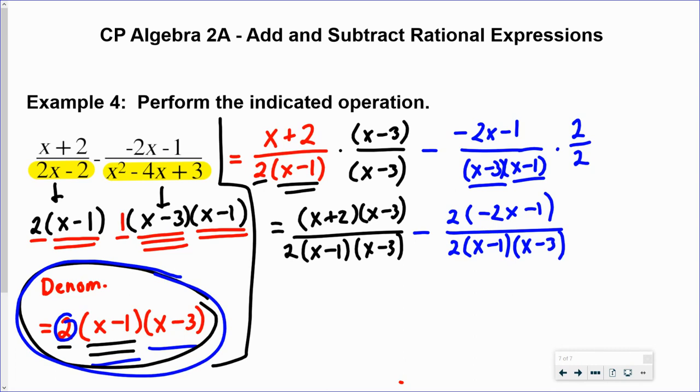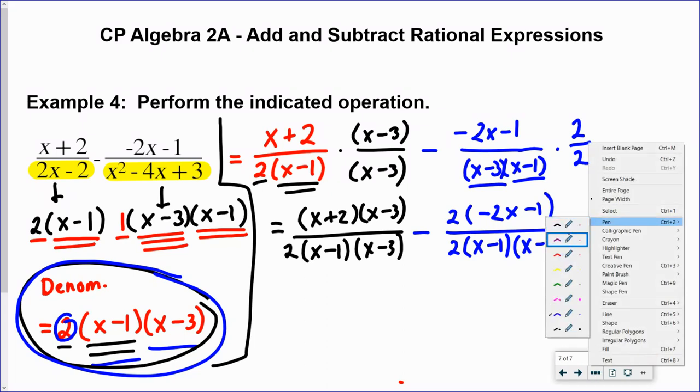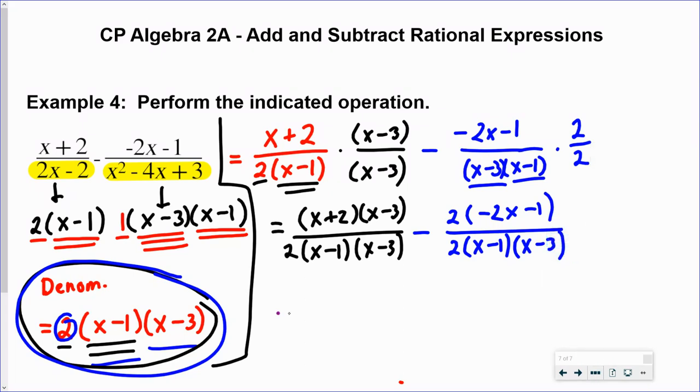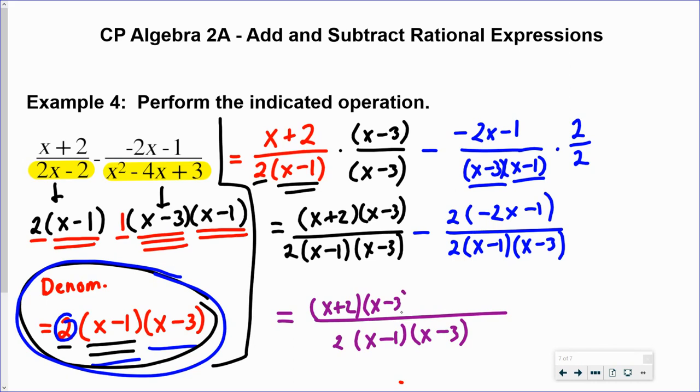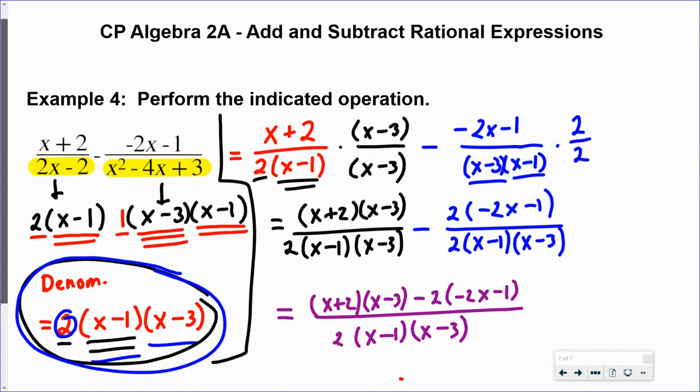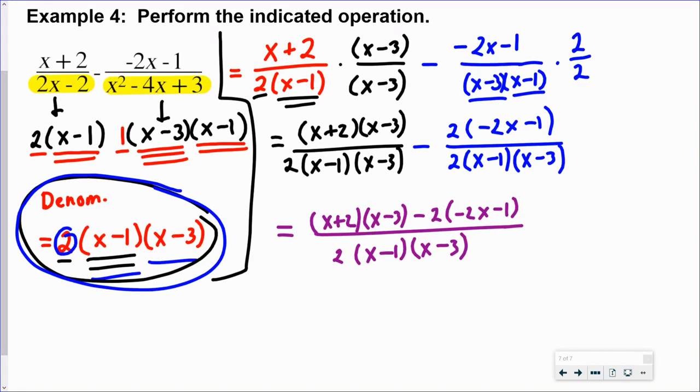So now it's a process of just simplifying. I shouldn't say that. We need to subtract first. So everything is going to be over our common denominator of 2 times x minus 1 times x minus 3. And then we're just going to combine the numerators. So x plus 2 times x minus 3 minus 2 times negative 2x minus 1. All right, so we're doing pretty well here. So let's continue to simplify a bit.